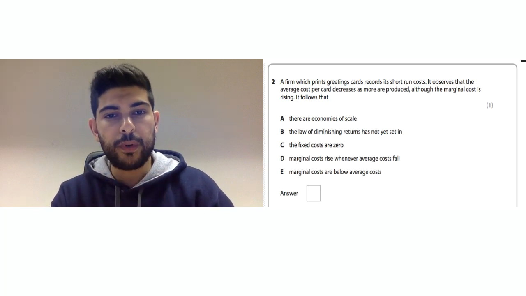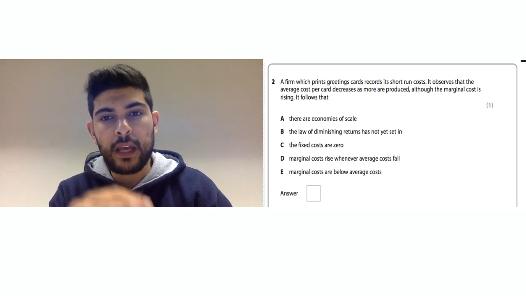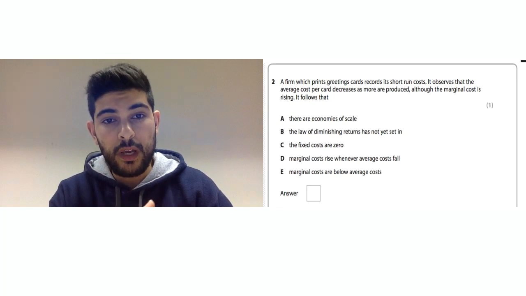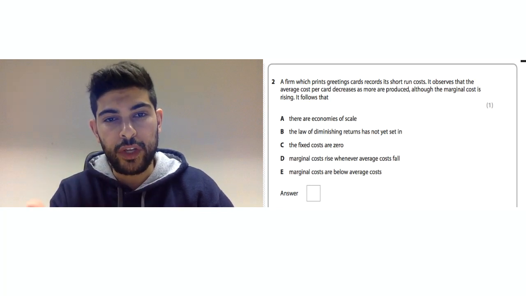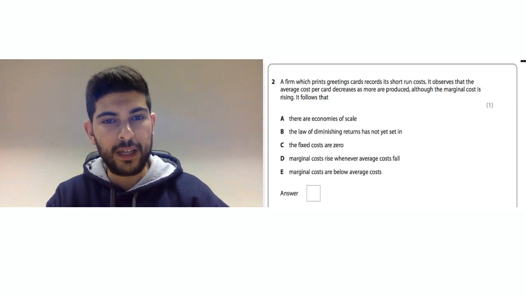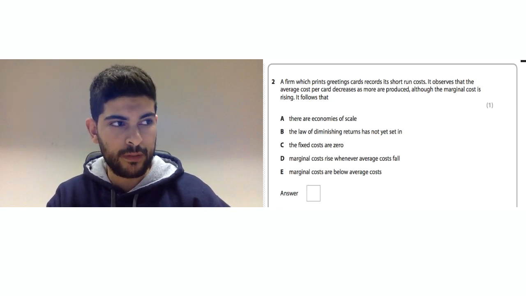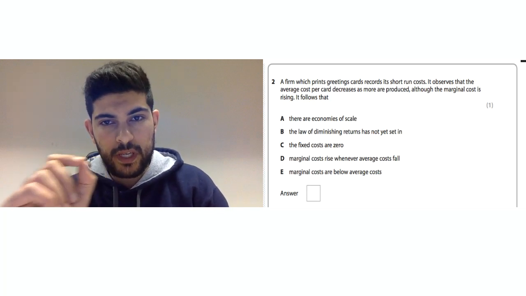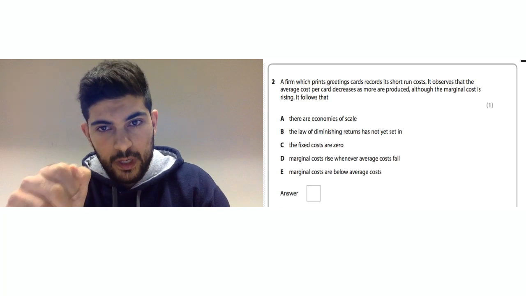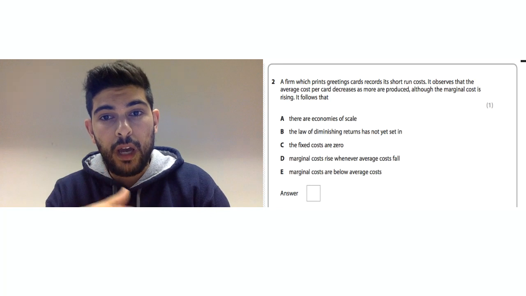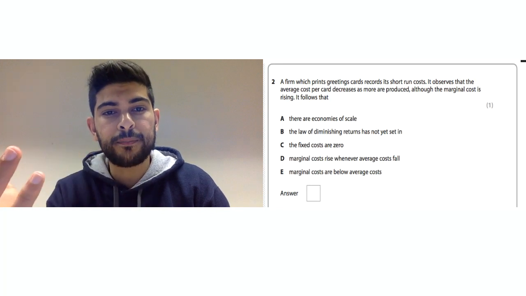Now, as a starting point, it's important to understand that you need to highlight or underline the key words in every question, because they very often try and trick you. They very often try and give you an option that looks really appealing, but actually is the incorrect option. So the keywords in this question: the first keyword is the word short run. You should be underlining that. The other thing is that it's saying that AC is falling, and at the same time, MC is rising.